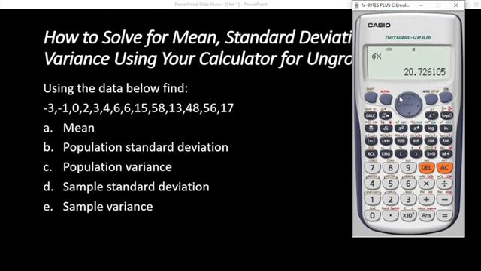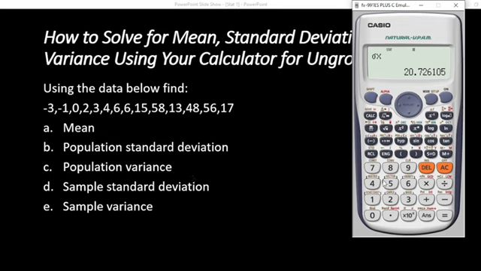So you can see that we have an answer for the population standard deviation, which is 20.726105. So leaving it in 4 decimal places, we can say 20.7261. So this will be the answer for our population standard deviation.